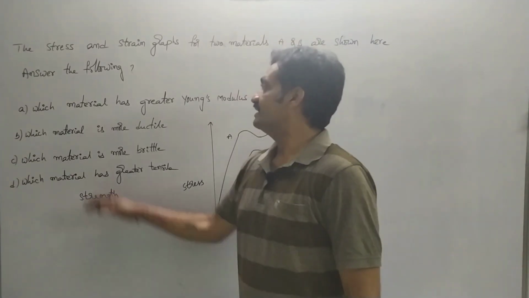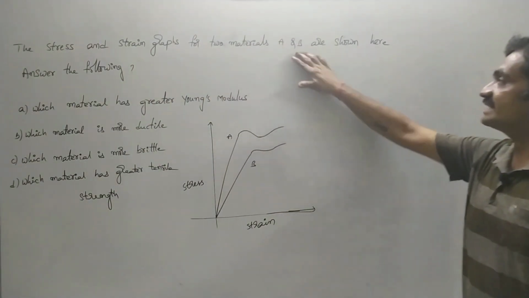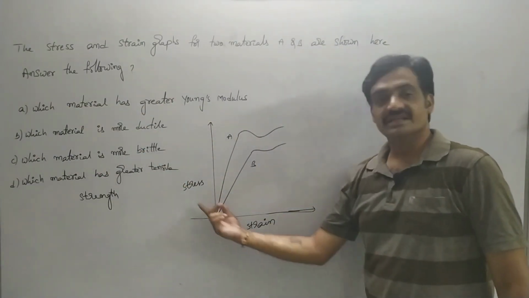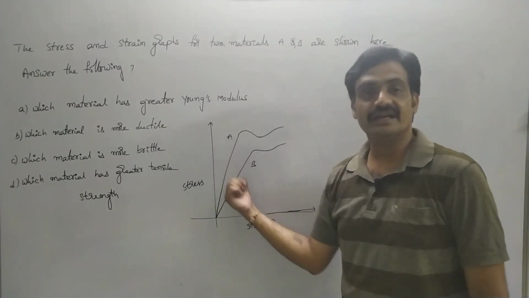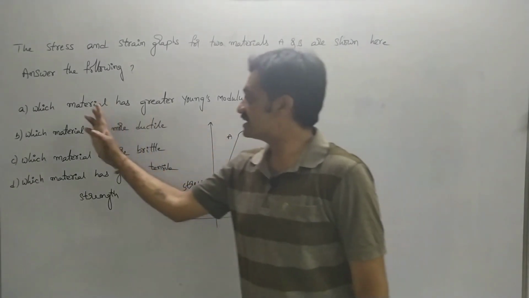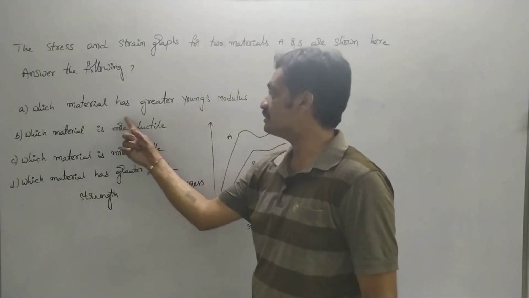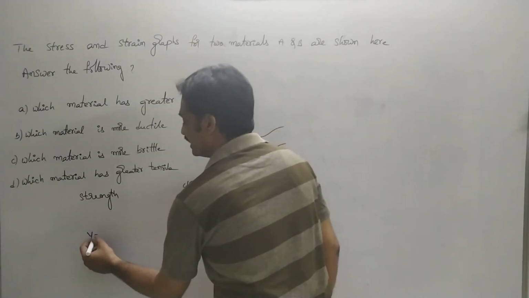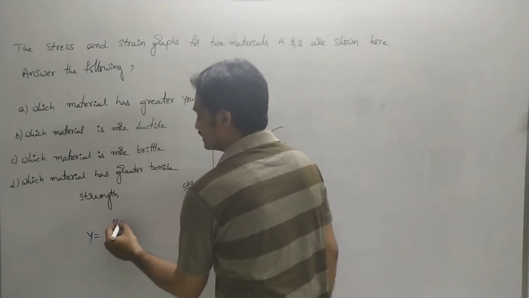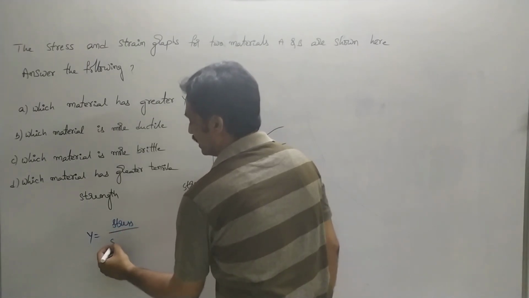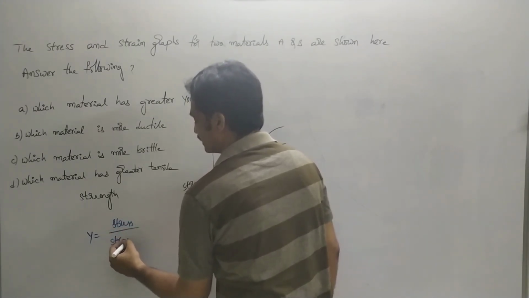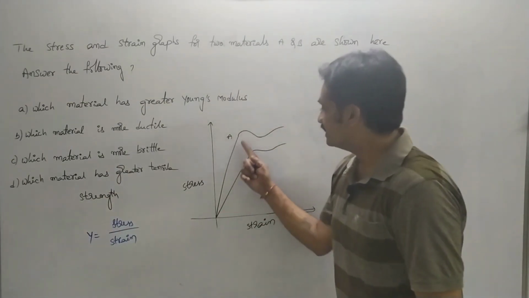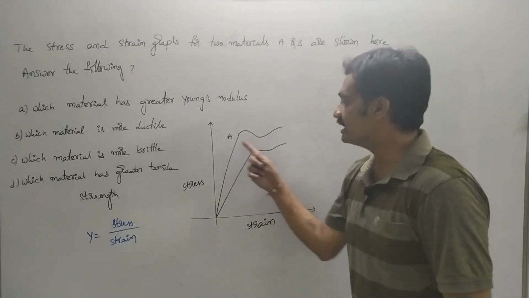Observe the next problem. The stress and strain graphs for two materials A and B are shown here. Answer the following questions. Now we have to represent the following answers. The first one is, which material has greater Young's modulus? We know that Young's modulus Y is equal to longitudinal stress by longitudinal strain. Observe that here stress and strain graph for A and B are represented.